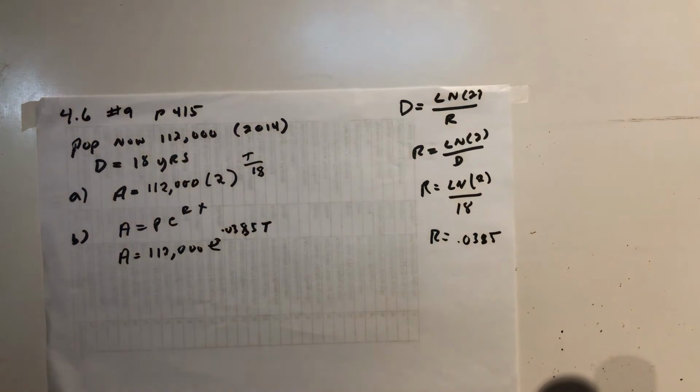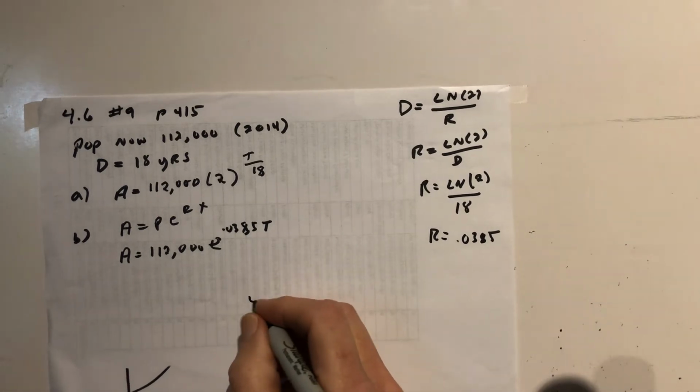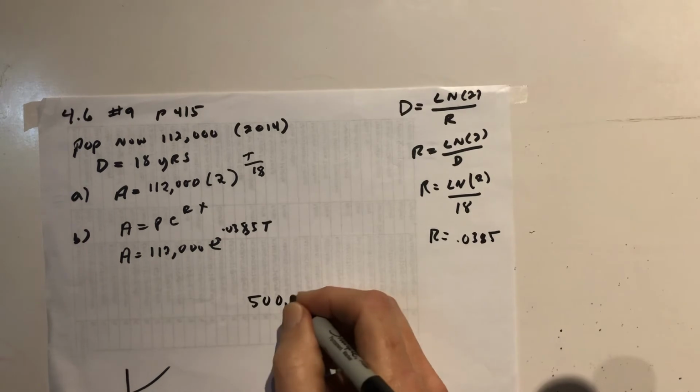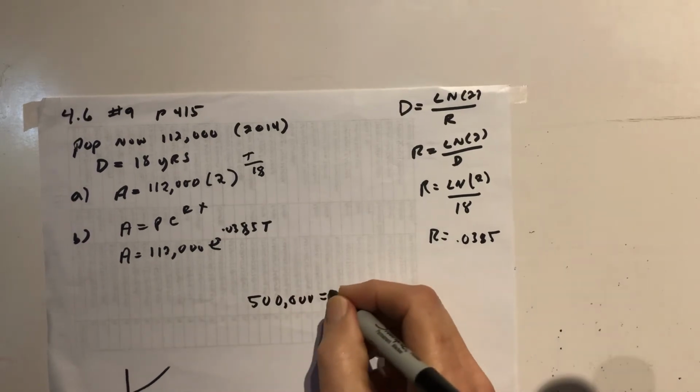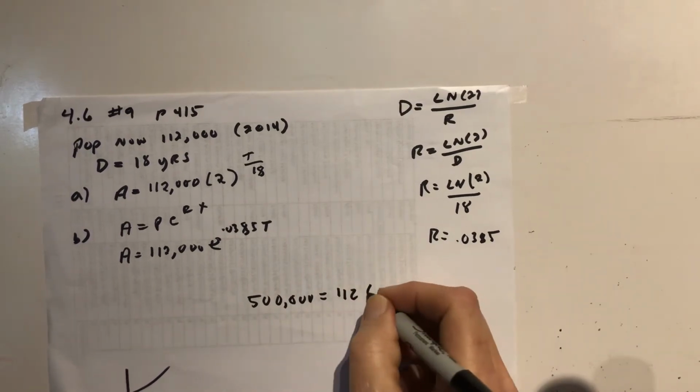C, sketch a graph. It's growing. And where is it starting at? 112,000 people at time 0. D, how long will it take to get to 500,000? We want to get to 500,000, and we're starting with 112,000.